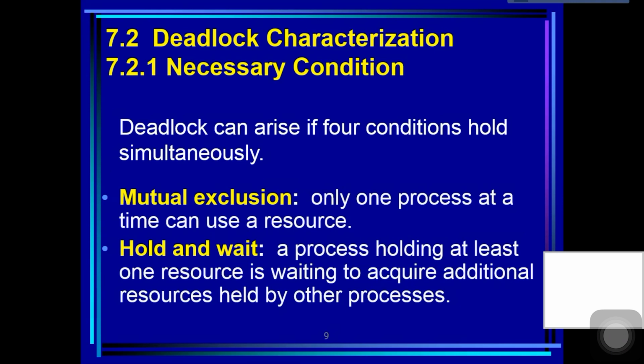Such as a printer is a mutual exclusion resource, but the CPU time and the memory, physical main memory, are not mutually exclusive resources. Okay? And hold and wait. A process must be holding at least one resource and waiting to acquire additional resources that are currently being held by other processes.